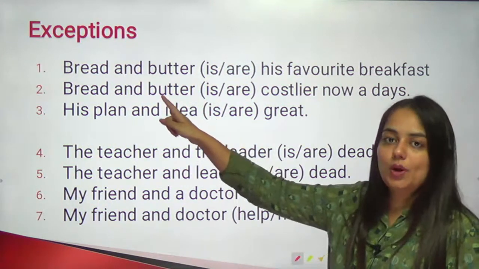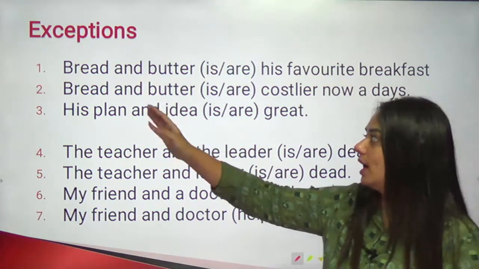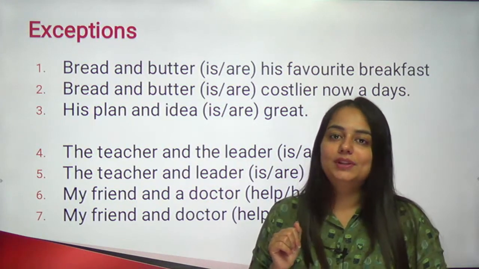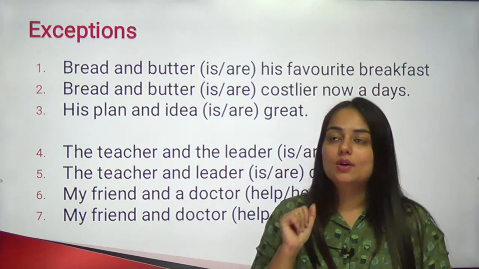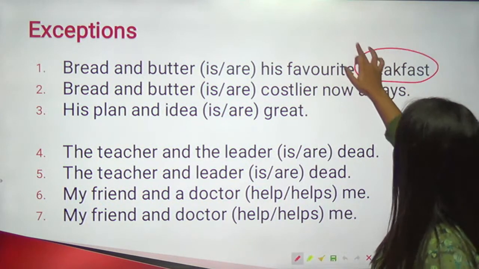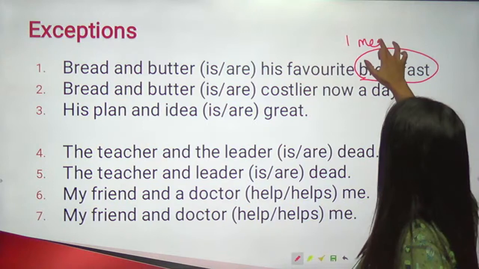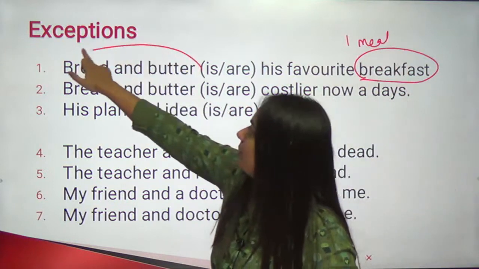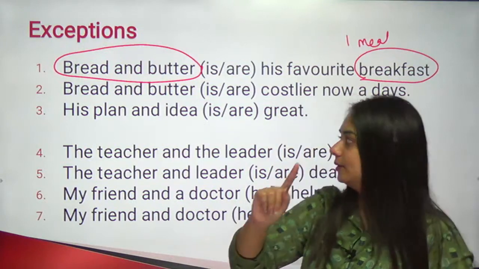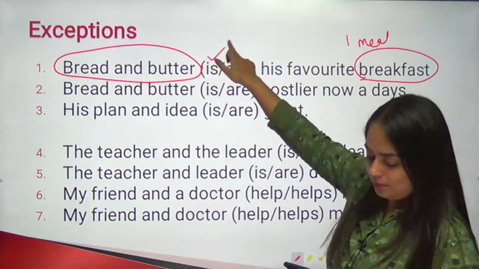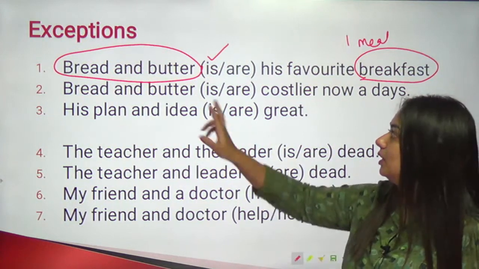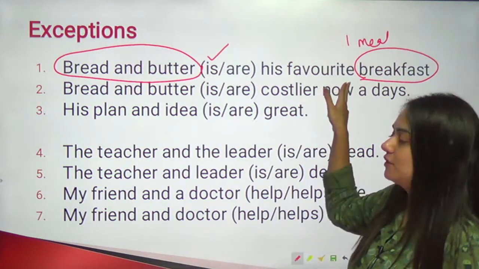So in the first one, bread and butter, though it looks as if we have taken two subjects, so it should be plural. But that's not true, because bread and butter is one meal. Here we are referring to them as breakfast, which means one meal, which means we are taking them as one whole entity, which means the subject is singular. So bread and butter, it will be is. Very good, Ishwari. That is commendable. So bread and butter is his favorite breakfast.